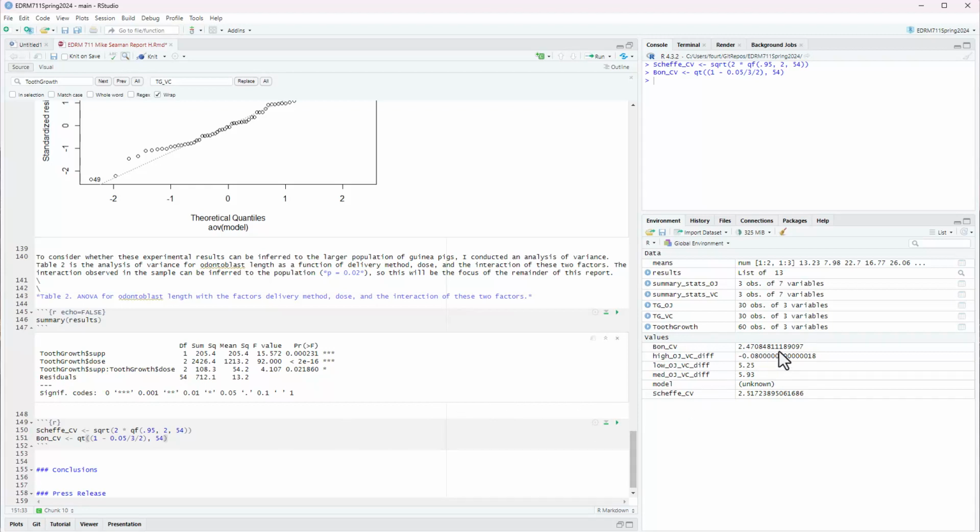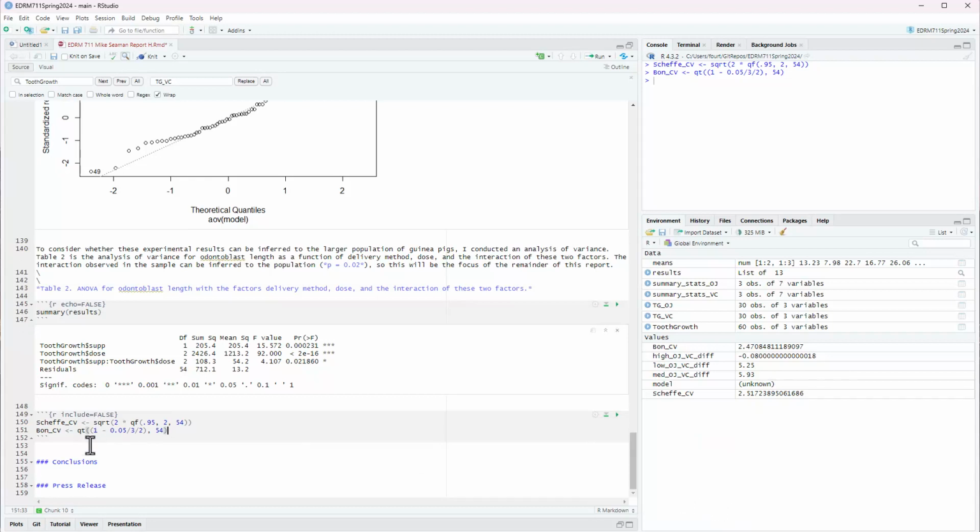And let's look over here in the environment. Bonferroni is 2.47, Scheffé is 2.52, so Bonferroni is slightly better. So that's the one that I'm going to use. So I don't even really need this now. Let me go ahead and just, I'll leave it in here, but I'll hide it. I'll show nothing, just run the code. So I'll hide this, but now I'm ready to move on with the calculation of those critical values and some text about those critical values.